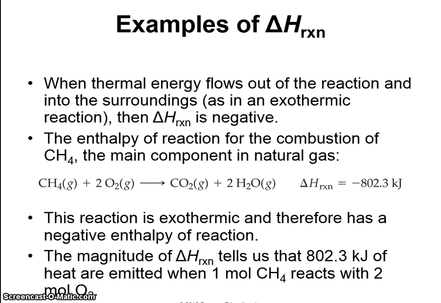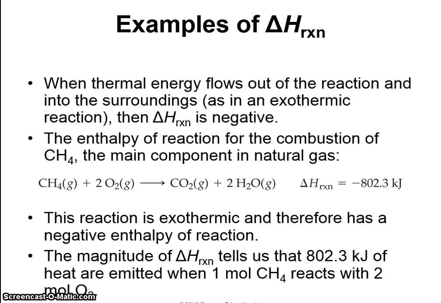When thermal energy flows out of the reaction and into the surroundings, as in an exothermic reaction, the delta H sub Rxn is negative. So this shows the combustion of methane in this reaction here, and the main component of natural gas is methane. Methane, 1 mole, can combine with 2 moles of oxygen to provide 1 mole of carbon dioxide and 2 moles of water and a lot of heat. It gives off 802.3 kilojoules of heat for each mole of methane burned.